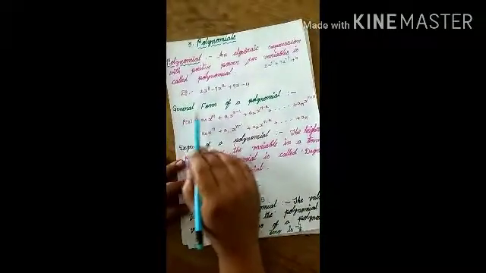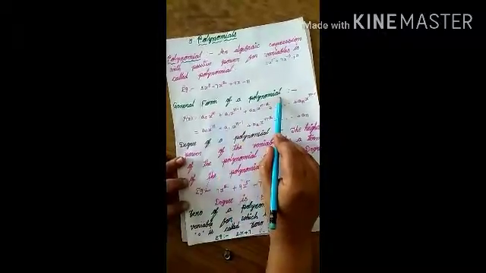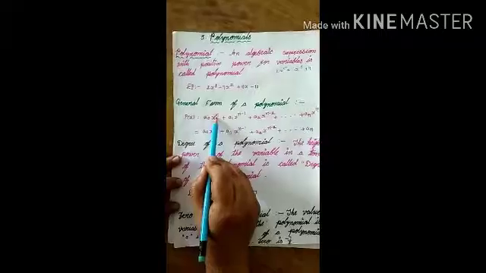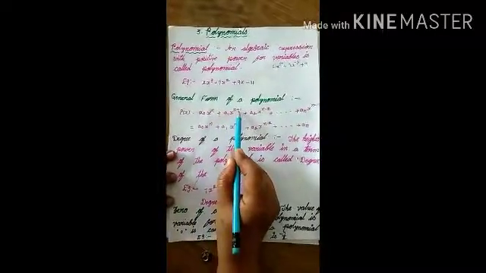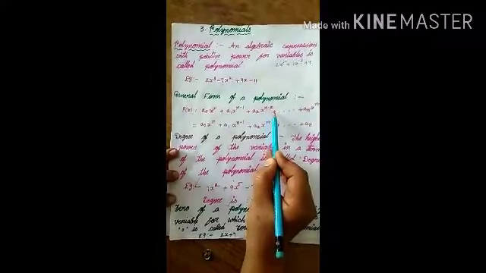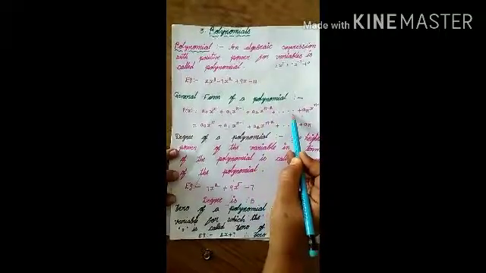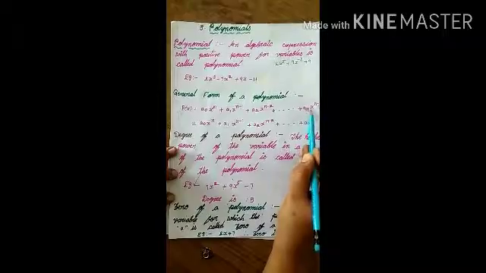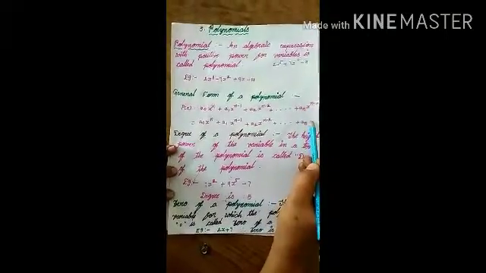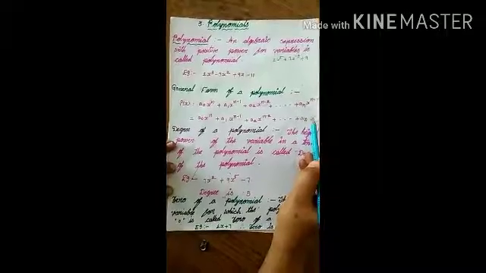Now, general form of a polynomial: p of x is equal to a naught x to the power of n plus a1 x to the power of n minus 1 plus a2 x to the power of n minus 2 plus so on plus an x to the power of n minus n, x to the power of 0. Anything power 0 is 1.